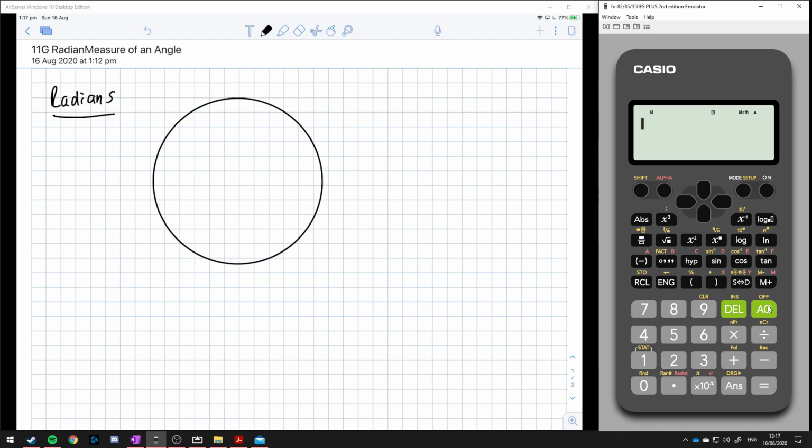Now, the size of any angle in radians is defined as the ratio between two lengths in a circle. So those two lengths are the arc length and the radius. So our arc length is this length along here, okay? So part of the circumference, and our radius, as we know, is from the center to the edge.